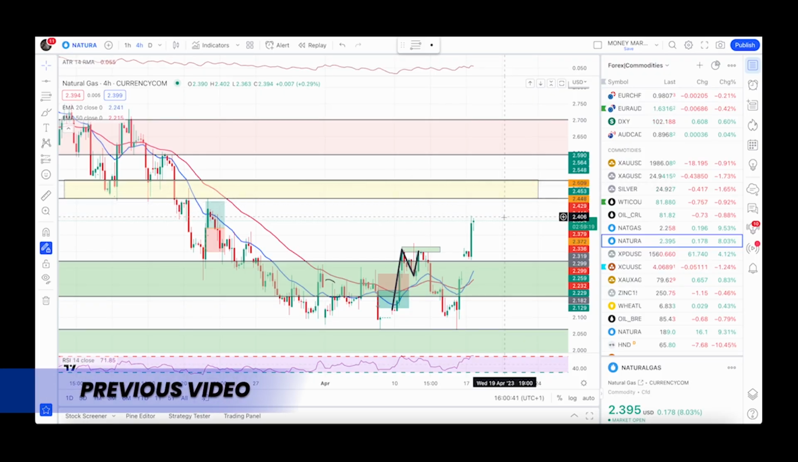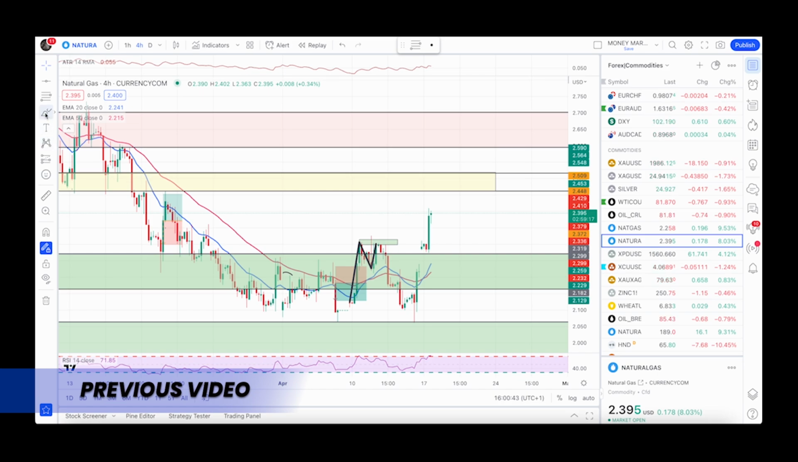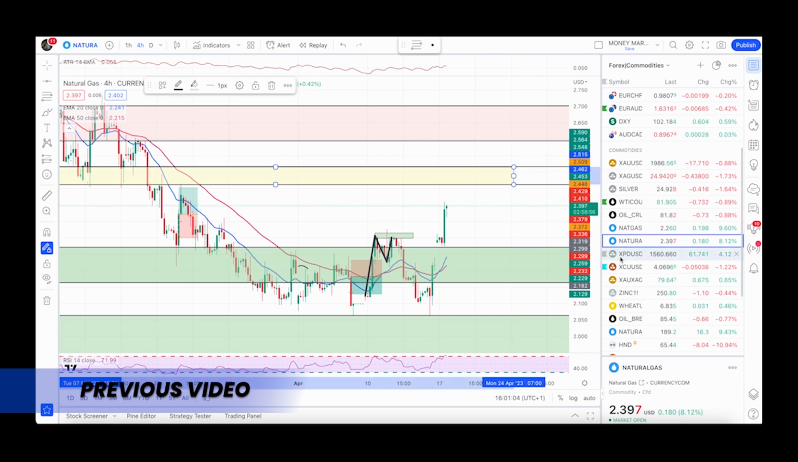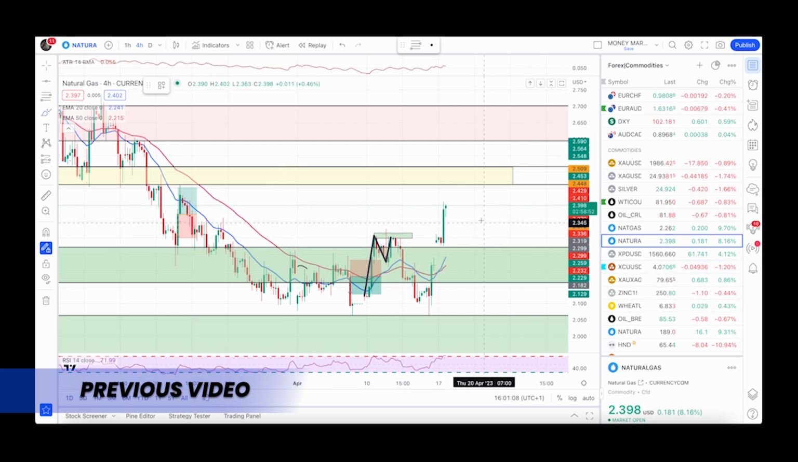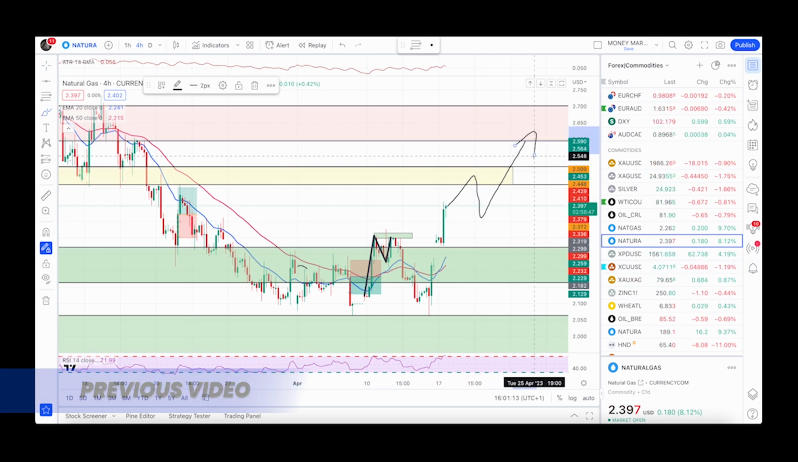Here on currency.com, exactly the same condition. Now if the price pulls back here and forms a bullish engulfer, that is one of my buy conditions. Next minor zone is right here, 2.462 goes up to 2.515. This is the zone from where I want to see a little pullback, a scalp, and then price can likely push up. Nice one.